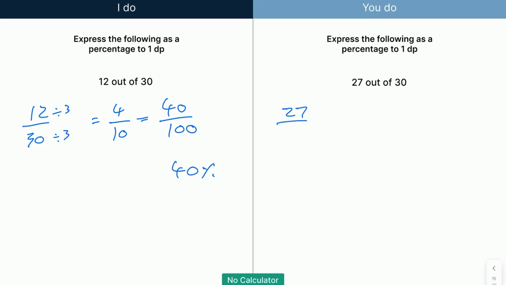So again, 27 out of 30. The question you ask yourself is, how do I get the bottom to 100? Well, it's probably easy if I divide them both by 3 to start with. And then if I times them both by 10 now, that gets me to 90 out of 100. Okay, so just for me to write that down. What I've done is I've divided the top and bottom by 3, and then I've times the top and bottom by 10. And now, because it's out of 100, I know as a percentage, it's just going to be 90%.